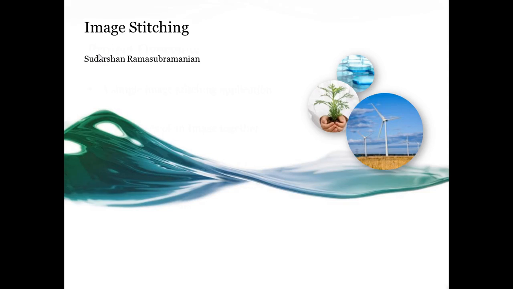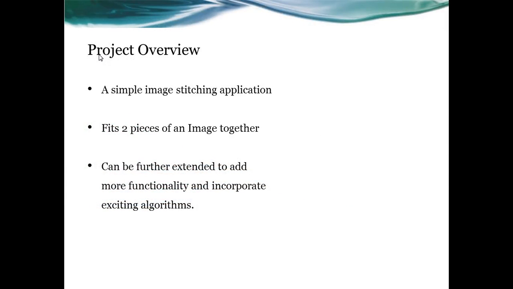And so I'm pretty sure all of us have seen image stitching done before. Most of us must have apps that bring together lots of images to produce these pretty panoramas. So this project is actually a very simple image stitching application where two pieces of an image are put together, and there's scope for improvement. There are many robust algorithms out there that can produce much better results, but this is a good starting point.